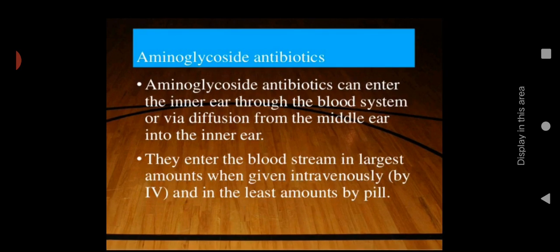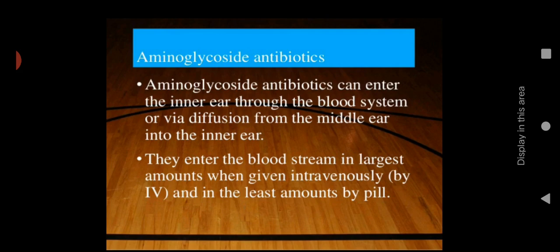Then aminoglycoside antibiotics can enter the inner ear through the blood system or via diffusion from the middle ear into the inner ear. Some eardrops contain aminoglycoside, and that is a cause for the aminoglycoside entering from the middle ear to the inner ear, because the tympanic membrane has permeability. Through the tympanic membrane, the drops instilled in the ear can enter the middle ear, and if the dosage is excessive, they can also enter the inner ear.